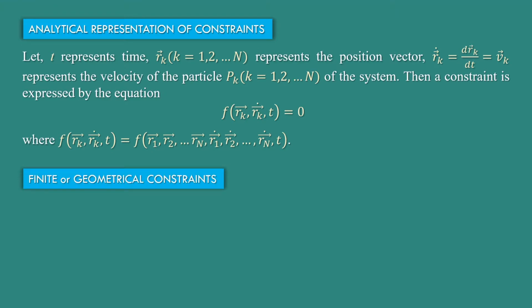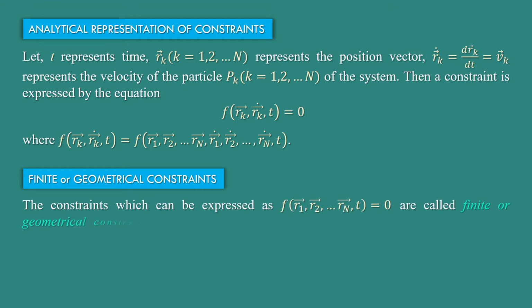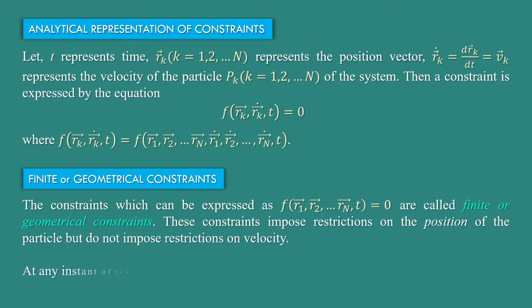Finite or geometrical constraints. The constraints which can be expressed as f of r1, r2, rn, t equal to 0 are called finite or geometrical constraints. These constraints impose restrictions on the position of the particle but do not impose restrictions on velocity. At any instant of time, the particle cannot be at any arbitrary position.